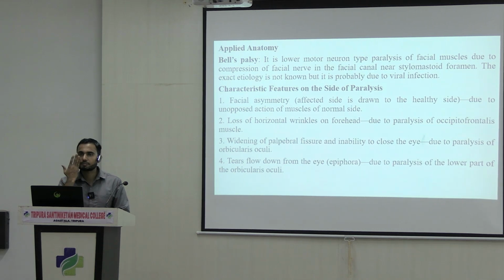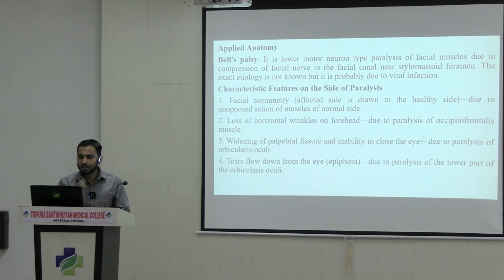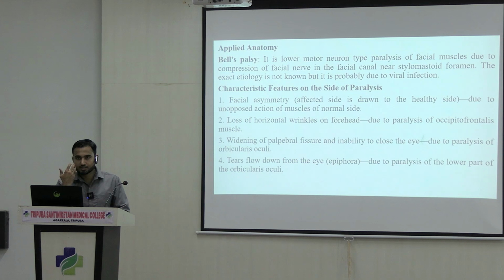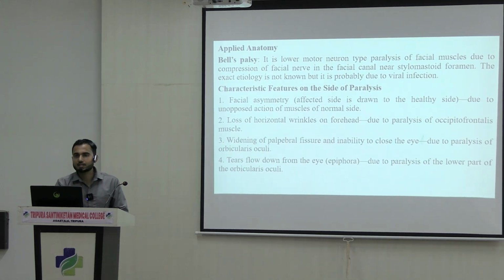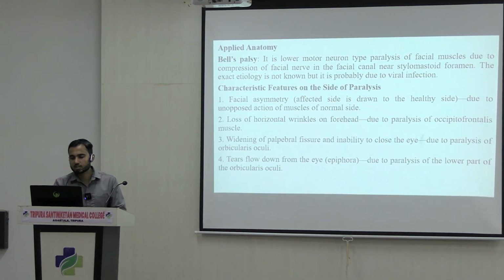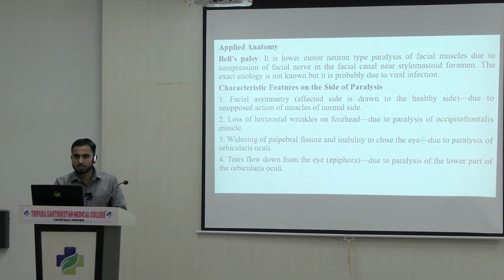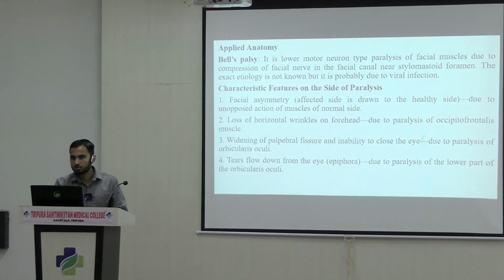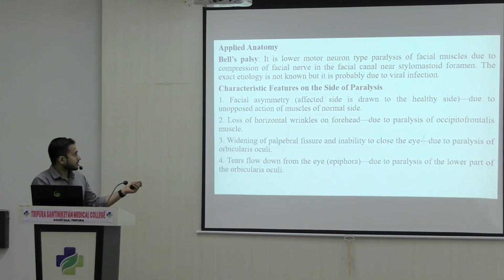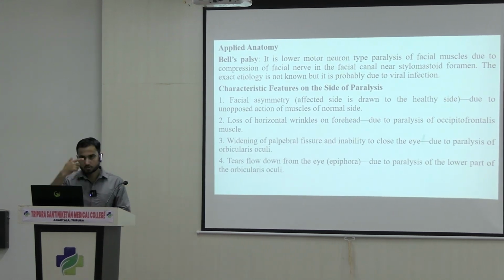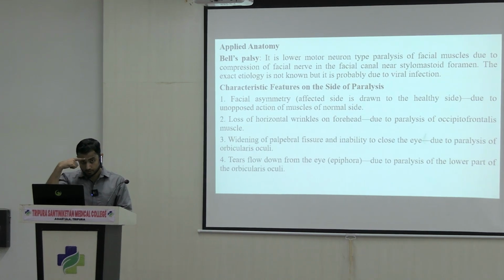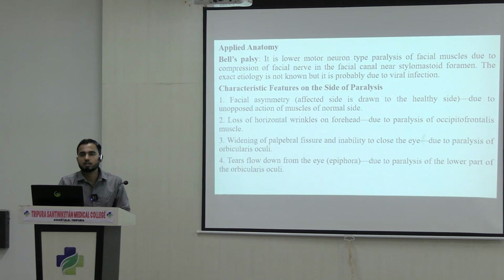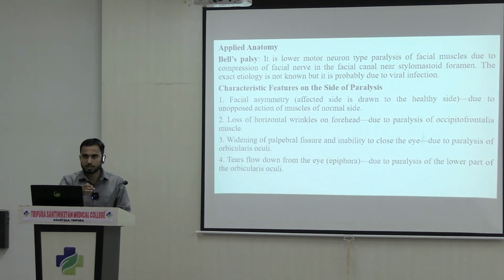So suppose this particular side is affected, this side is not affected, then what will happen? The affected side will be drawn towards the healthy side because of the unopposed action of the muscles of the normal side. That is the facial asymmetry. Next will be loss of the wrinkles on the forehead. The wrinkles which appear on the forehead will disappear. Why? Because there will be paralysis of the occipitofrontalis muscle, mainly the frontalis part.